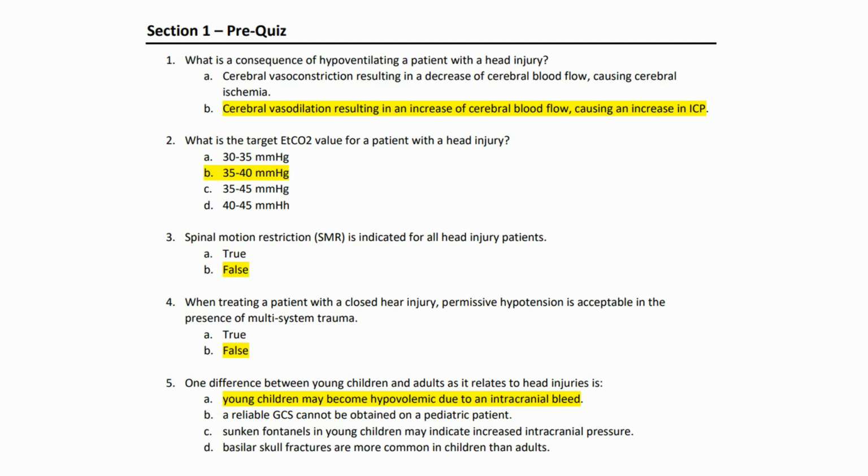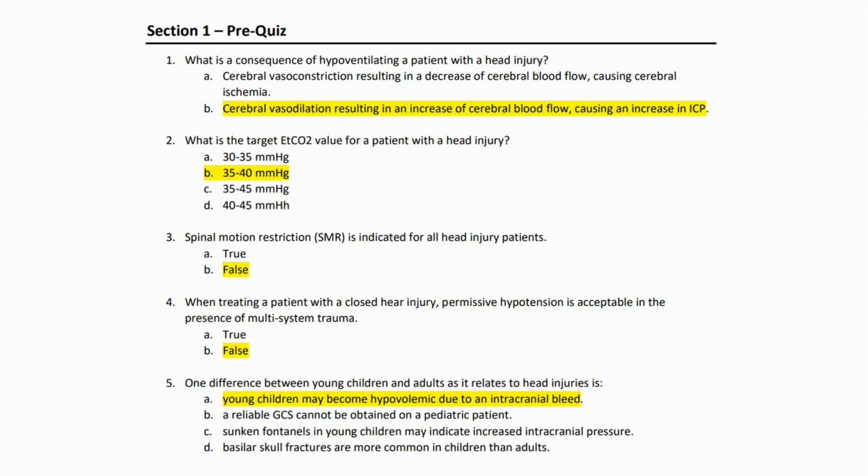So, a quick look at the answers for the quiz. Number one, what is a consequence of hypoventilating a patient with a head injury? The answer being cerebral vasodilation, resulting in an increase of cerebral blood flow, causing an increase in ICP. So hypoventilating means that we're going to allow for vasodilation, additional blood flow into the brain. And although that sounds good in theory, it also increases the overall content within the cranial cavity, which increases that ICP. Conversely, if we were to hyperventilate, it would cause a decrease in cerebral blood flow due to the vasoconstriction.